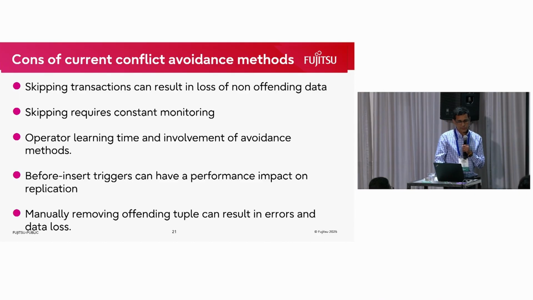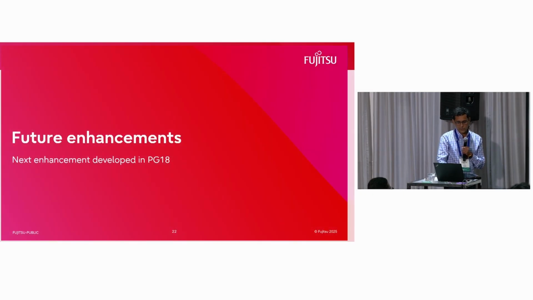There are a lot of cons for these conflict avoidance methods. Skipping transactions can result in loss of non-offending data. It requires constant monitoring of the logs to see when conflicts occur. There's an operator learning time to understand all these new APIs. And if you use before insert triggers, that can have a performance impact because it's done on every insert in the replication. And manually removing tuples can result in errors and data loss. So there are a lot of shortcomings in the current ways. So we've had some enhancements in PG18.